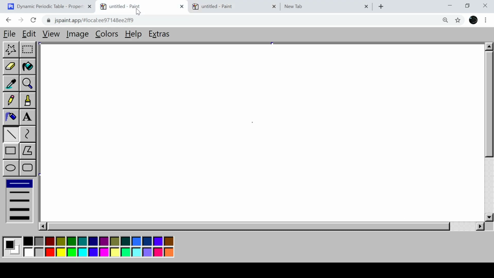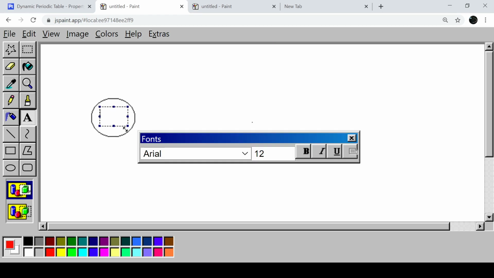Okay, so we're going to move over here to Paint. The reason that we're doing this in Paint instead of something else is because it's easier to draw and elucidate this with drawings. What we're going to do is start with an atom. This atom has a nucleus, and inside this nucleus it has 9 protons.